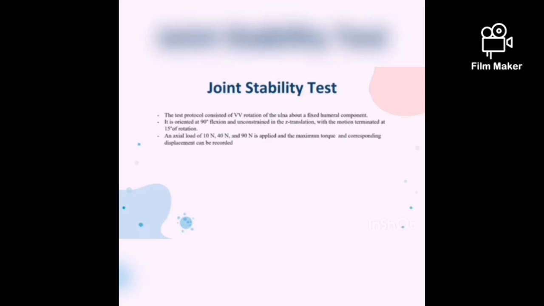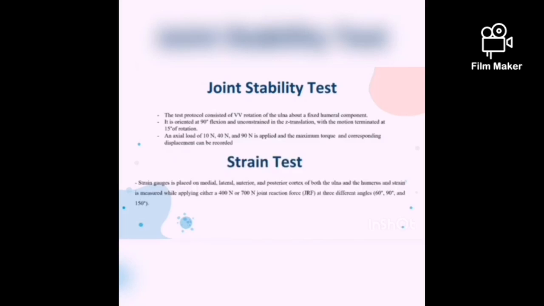The first test is the joint stability test. The test protocol consists of varus-valgus rotation of the ulna about a fixed humeral component. It is oriented at 90-degree flexion and unconstrained in the Z translation, with the motion terminated at 50 degrees of rotation. An axial load of 10 Newton, 40 Newton, and 90 Newton is applied, and the maximum torque and corresponding displacement are recorded. The next test is the strain test.